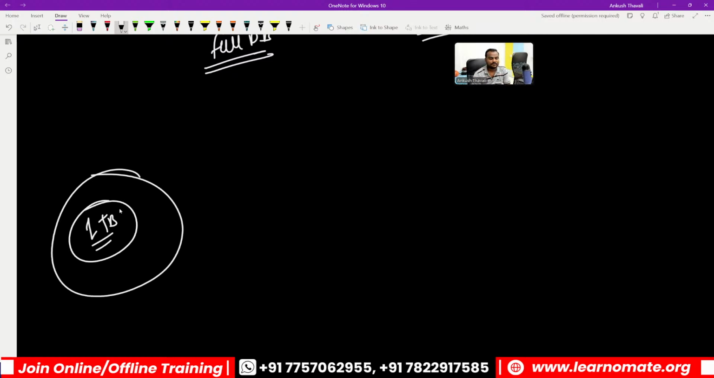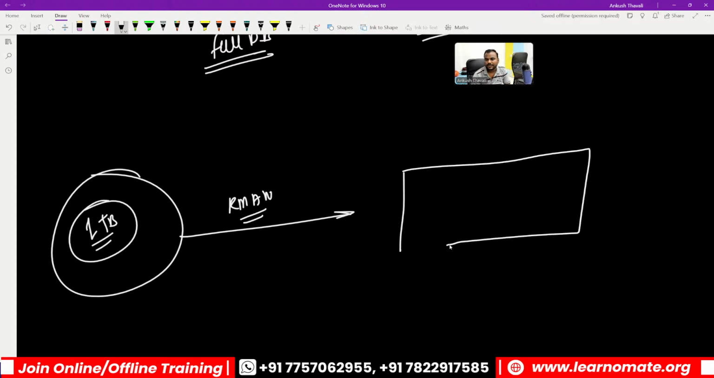Now full database backup means what? Let's take an example. Let's say I have a database which is of size 1 terabyte. By using the RMAN utility, I take the backup, and that backup I store into some location. This is my backup location where I'm going to store my backup.